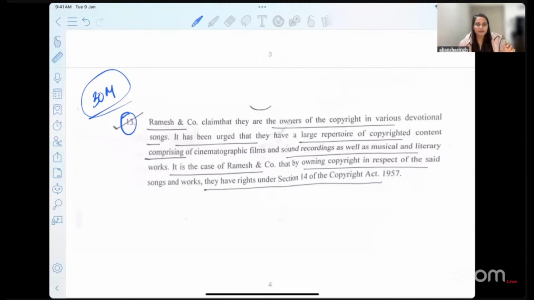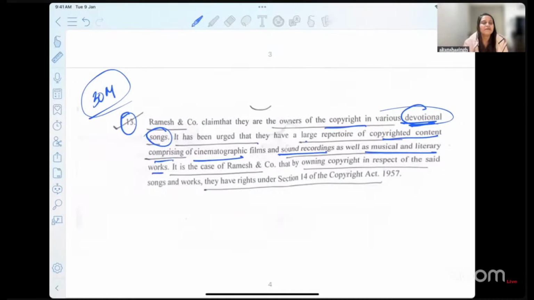It says Ramesh and Company, this is going to be our plaintiff as well. They claim that they are owners of copyright in various devotional songs. First I stop here, that they are talking about devotional songs. It has been urged that they have a large repository of copyrighted content comprising cinematograph films, sound recording, musical, literary work. So if you have ever read the Copyrights Act, you must know that this is the subject matter on which copyright is granted.